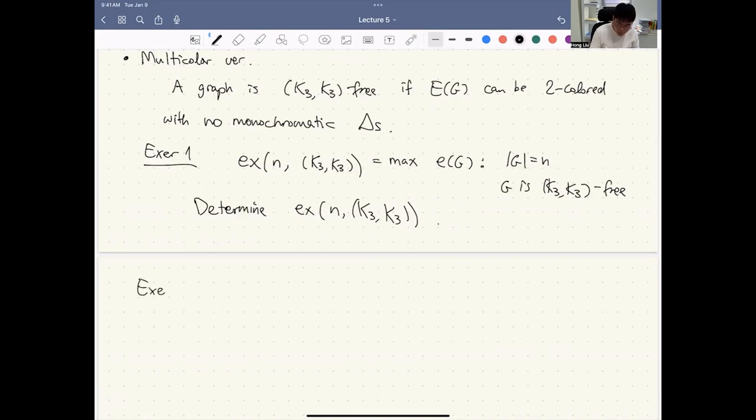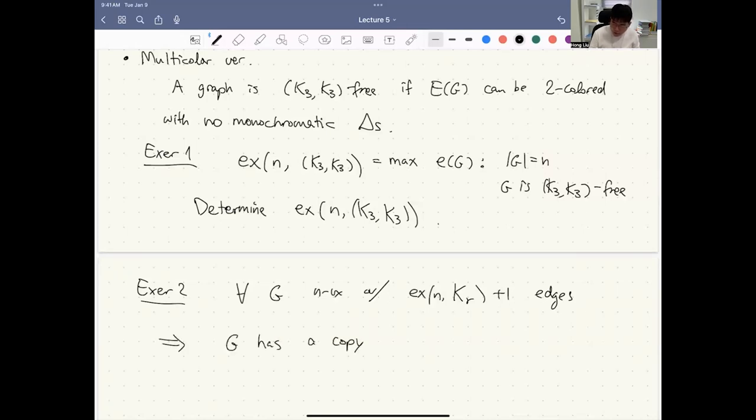Exercise 2 is: when G has, for any G, m vertices with this many edges, this implies that G has a copy of K_R, right?